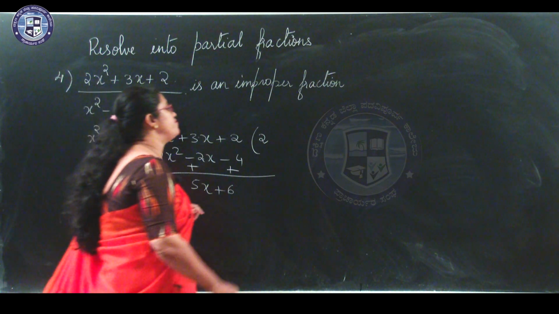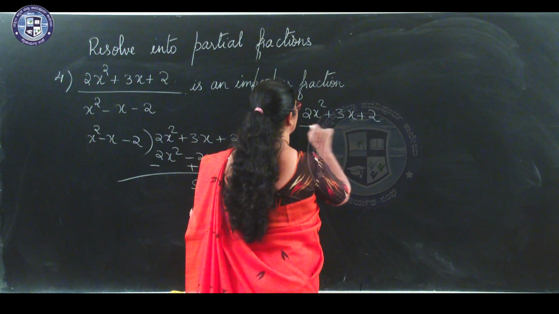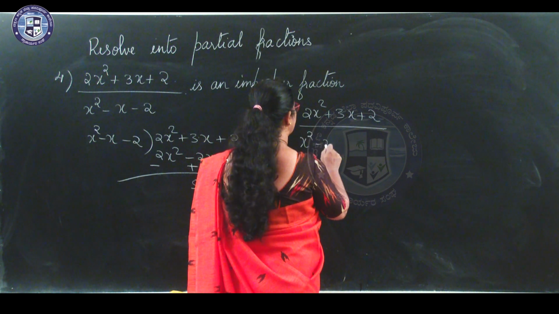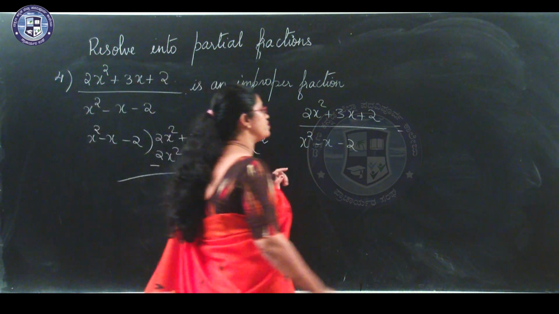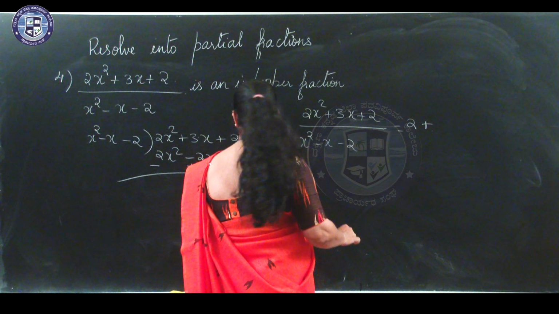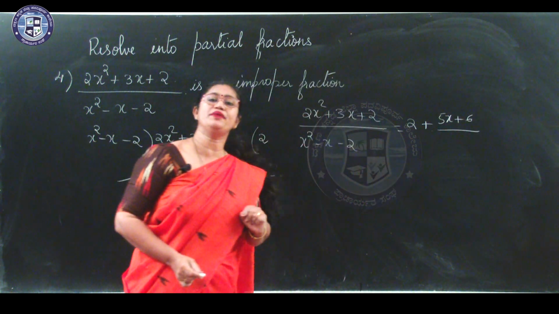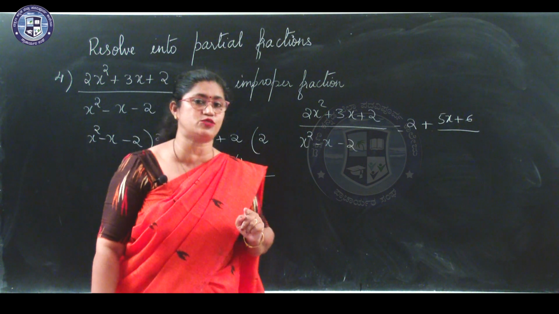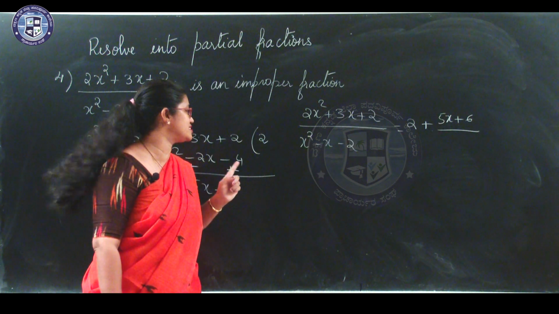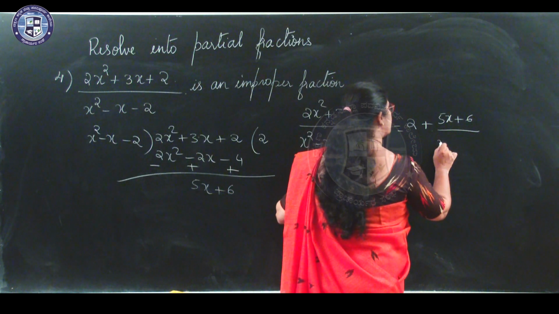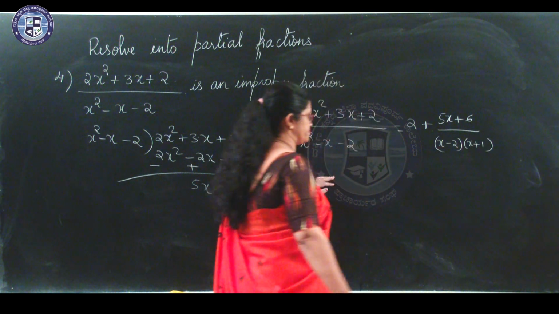So, how do we write the fraction as 2x square plus 3x plus 2 divided by x square minus x minus 2 can be written as answer, that is 2 plus remainder, that is 5x plus 6 divided by denominator. Now, I want the denominator in the factorized form. So, how do I write it in the factorized form? Product should be minus 2 and the sum should be minus 1. So, write it as x minus 2 into x plus 1.